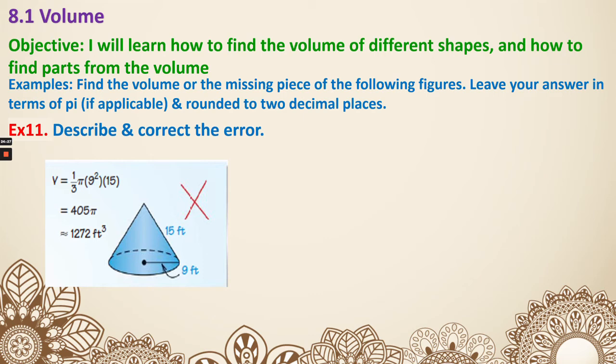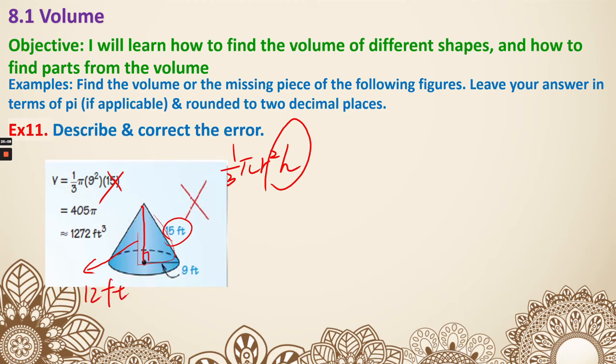Example 11. You can pause here and see if you can find the mistake. The mistake actually is, when we deal with a cone, the volume is 1/3 pi r squared h. Where exactly is that h? It should actually be from the tip to the center. That is the height. However, for this question, the 15 is right there, so we cannot use that number for volume. But with that number, we have a Pythagorean theorem right here, so we can get the height after we solve the Pythagorean theorem.